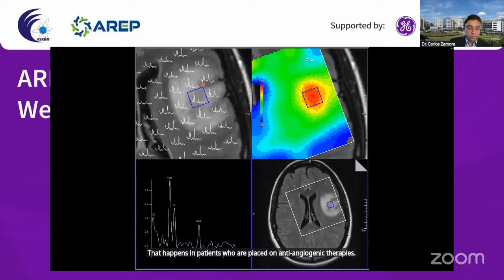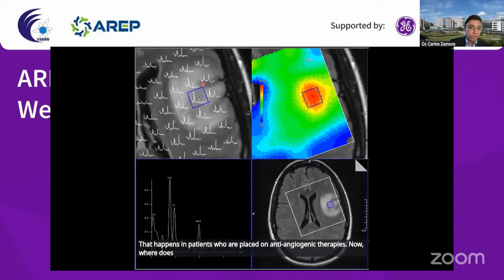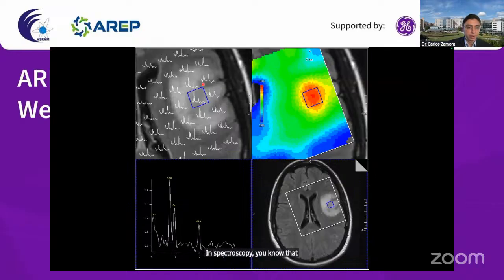Now, where does spectroscopy fall? We do not do a lot of spectroscopy. We may do it on a needed case-by-case basis, but we do not do it much. But there are certain principles to remember. In spectroscopy, you know that choline is a marker of cellular turnover, right? And NAA, N-acetyl aspartate, is a marker of neuronal density, right? Creatine will be more or less stable.